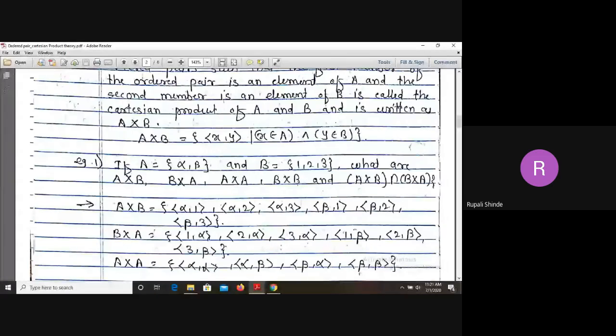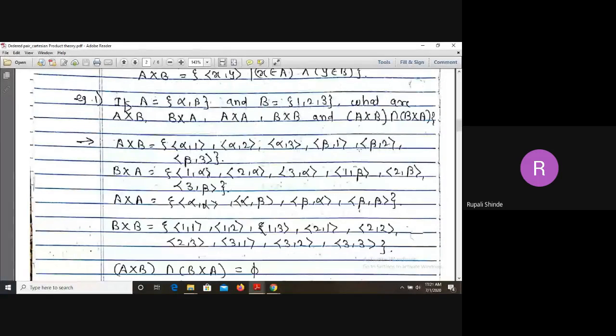So can you tell me what would be the different ordered pairs that can be included here in B Cartesian product B? So 1 comma 1, 1 comma 2, 1 comma 3. Okay. 2 comma 1, 2 comma 2, 2 comma 3. Okay. And then 3 comma 1, 3 comma 2, and 3 comma 3. Good. Very good. Correct.